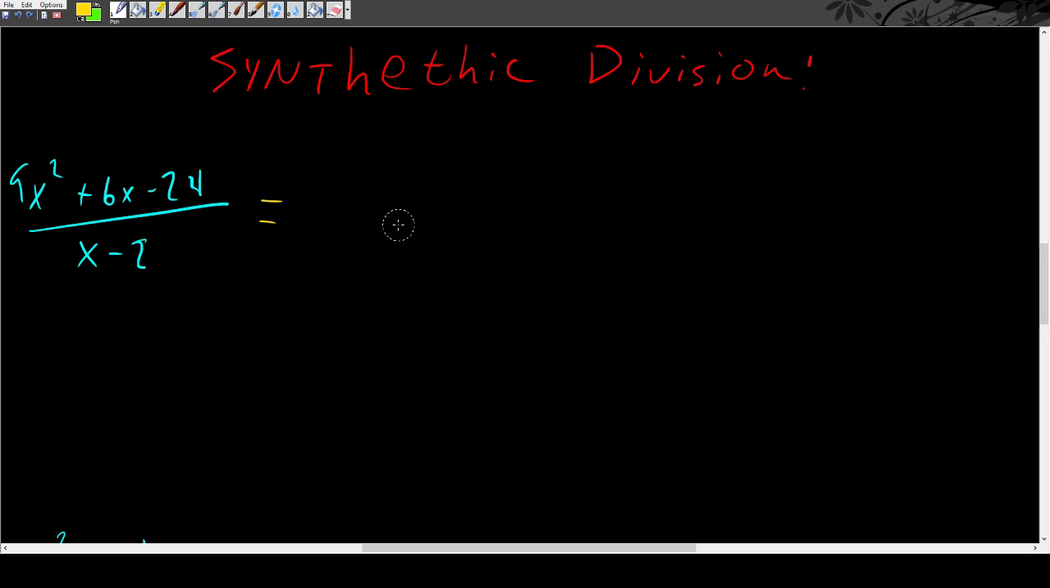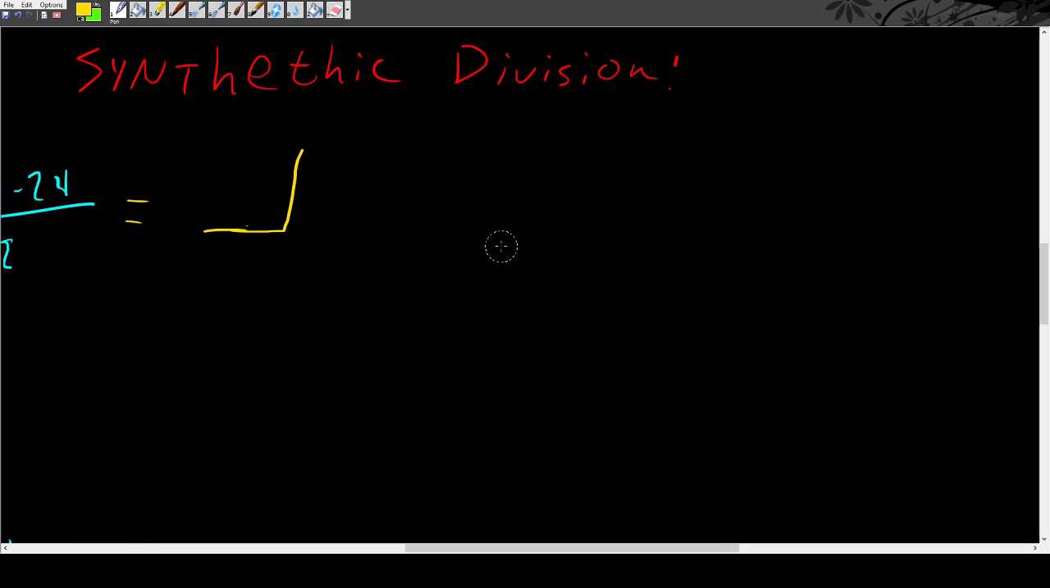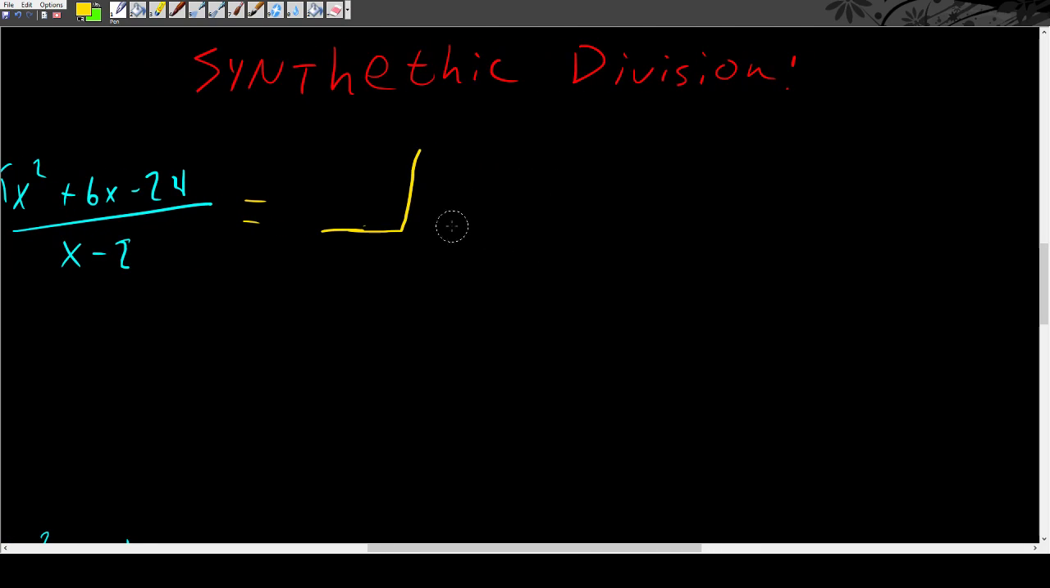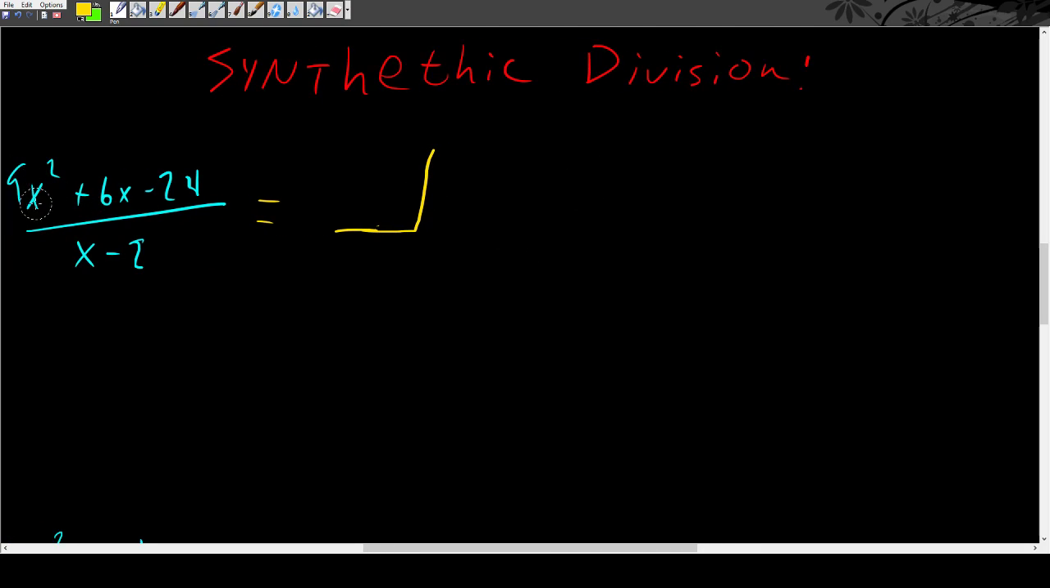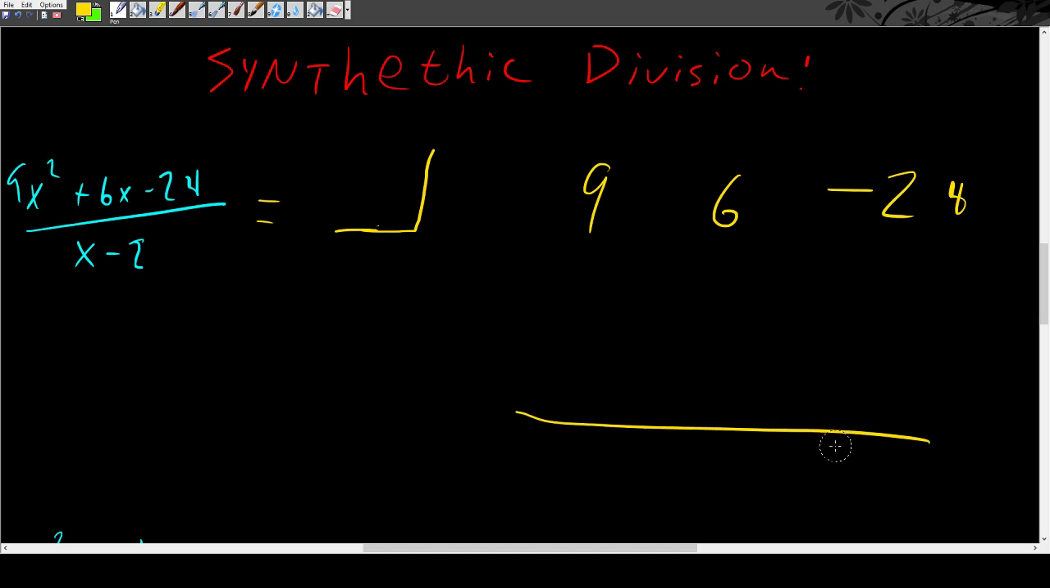First thing you're going to want to do, draw a box where you will put a number in later. And then to the right of that box, just list out your coefficients. So 9, 6, and negative 24. If this was plus 24, it'd be positive 24. But since it's minus, it's going to be negative. Then you're going to want to place a bar with room so that you can put numbers underneath these numbers.